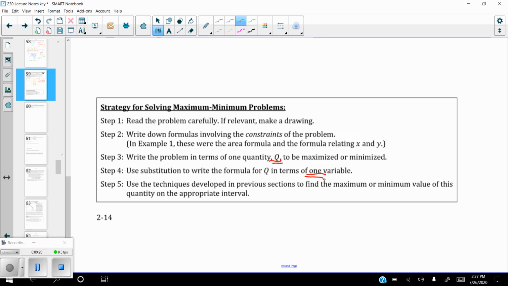And then use techniques developed in the previous sections to find the max and min, and make sure that you're on the appropriate intervals. Like I said, we could only go from 0 to 20, although those didn't make sense in this case, but make sure that you're on your domain. All right, let's go ahead and take a look at problem 2, and then we'll probably have to come back with a second video after this one.